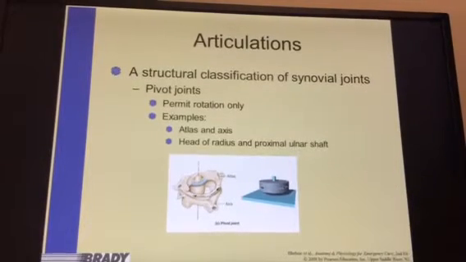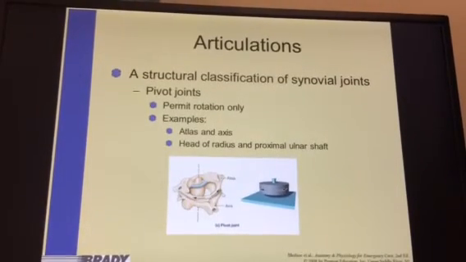When we're talking about pivot joints, again, I talked about this in a previous lecture.